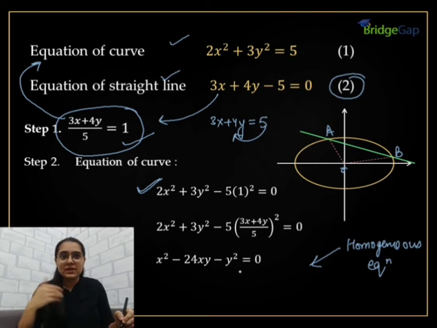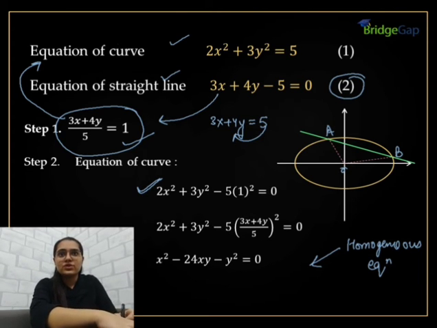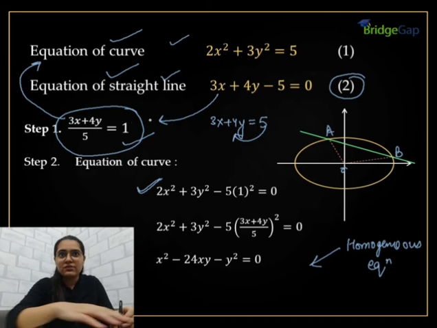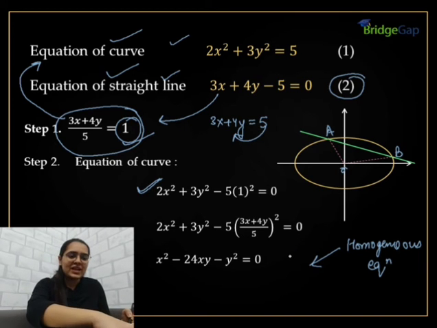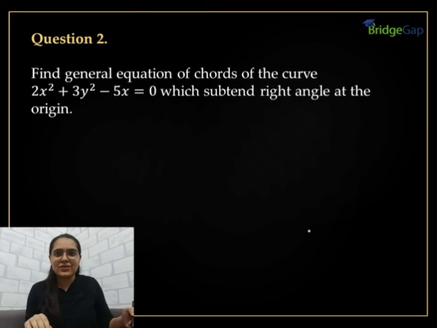So let's see what we did. We took the equation of the curve, we took the equation of the line, we calculated the value of 1, we put it into the equation of the curve, and we got the homogeneous equation, right? Let us do one more question on this. What variety can we see here, right?